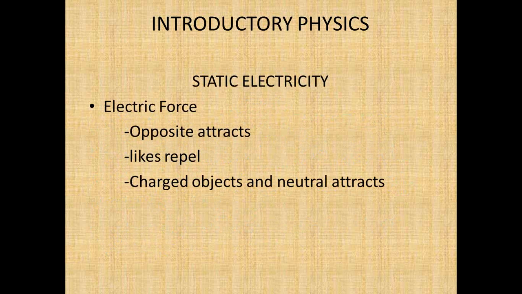So opposites attract, positive attracts negative. The proton attracts the electrons, and then likes repel. So if you put an electron close to another electron, it's going to repel it. If you put a proton, which is positively charged, close to another proton, it's going to repel it. So likes repel. And then charged objects and neutral objects attract each other. So an electron and a proton will attract a neutron.